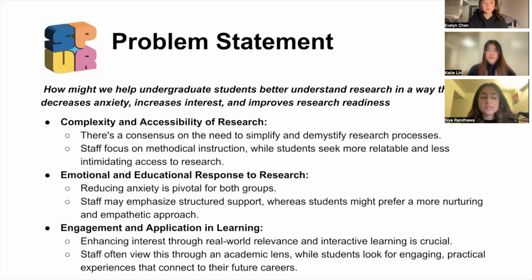topics that we did find were complexity and accessibility of research, emotional and educational response to research, and engagement and application and learning. So simplifying the research process is crucial for undergraduates, and addressing anxiety is key. To enhance interest, focus on real world relevance, and it's also important to view it for the staff so they can work both from an academic lens and from the perspective of students. So having that engagement is really important.